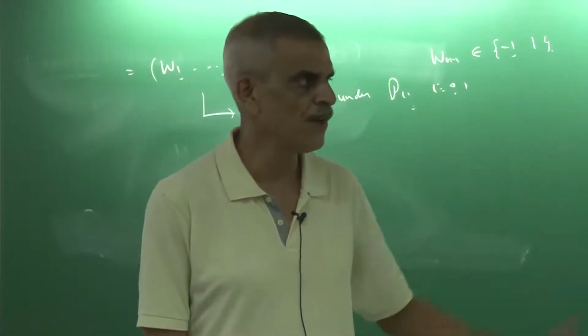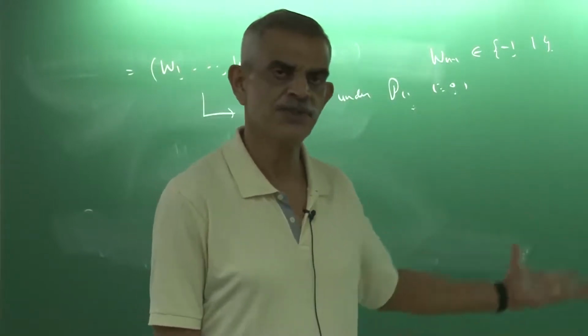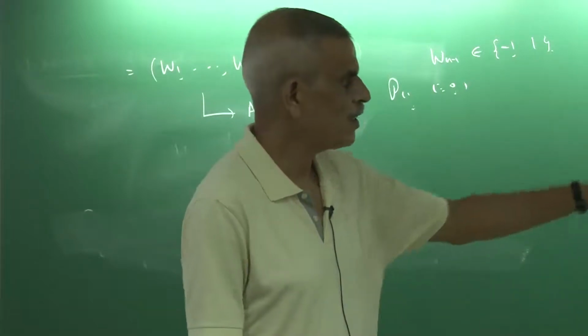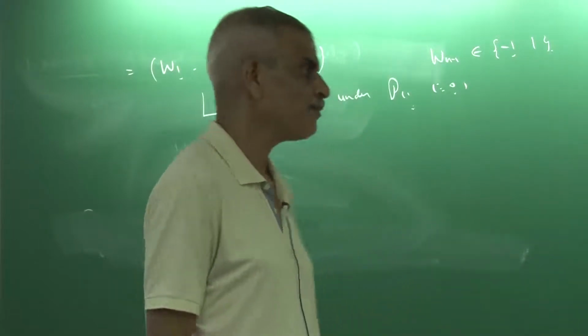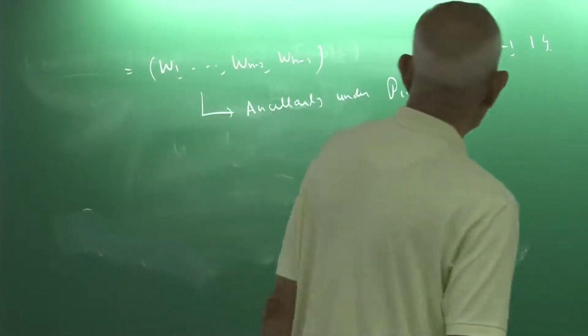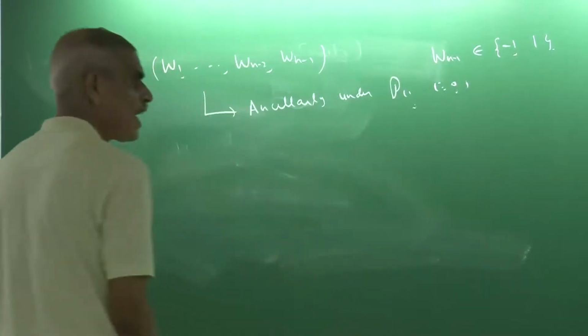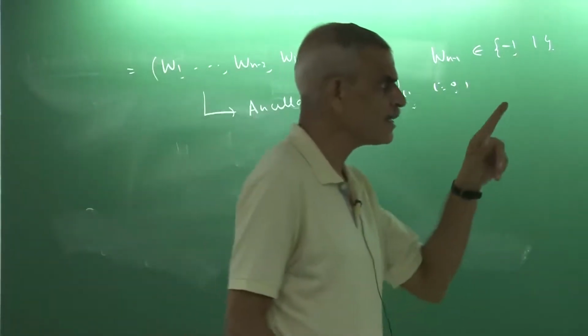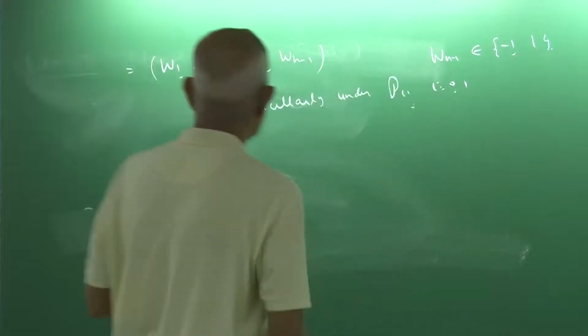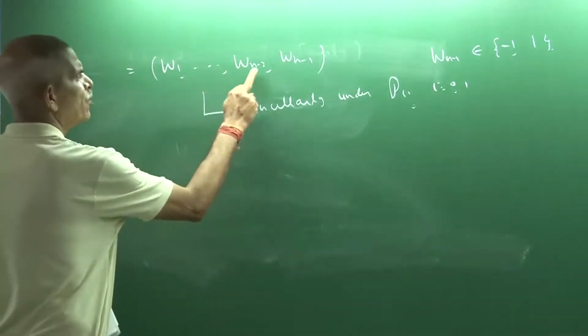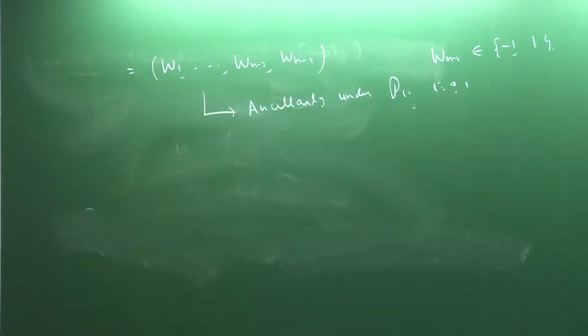So the only thing I need to find out is the distribution of W1, W2, ..., Wn minus 1 under Pi. What I have shown is that any invariant statistic has to be a function of W1, W2, ..., Wn minus 2, and Wn minus 1.